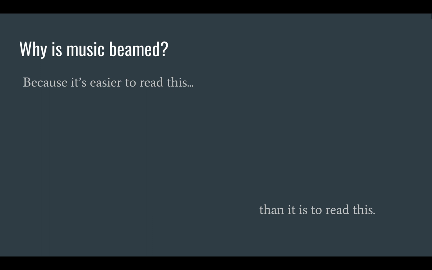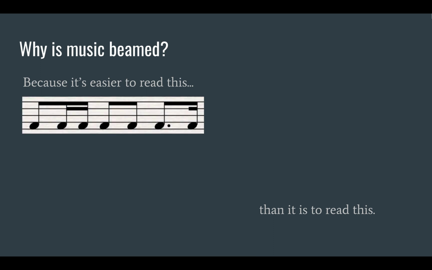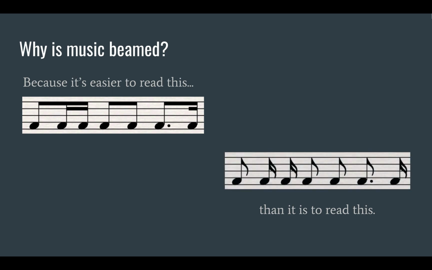Why do we beam music a certain way? Why can't we beam it however we feel like beaming it? Well, essentially, because it's a lot easier to read something like this than it is to read something like this. When you look at the first example, you can clearly see that this is all part of one beat, and that this is part of one beat, and that this is part of one beat, meaning that this, and this will all be numbers.